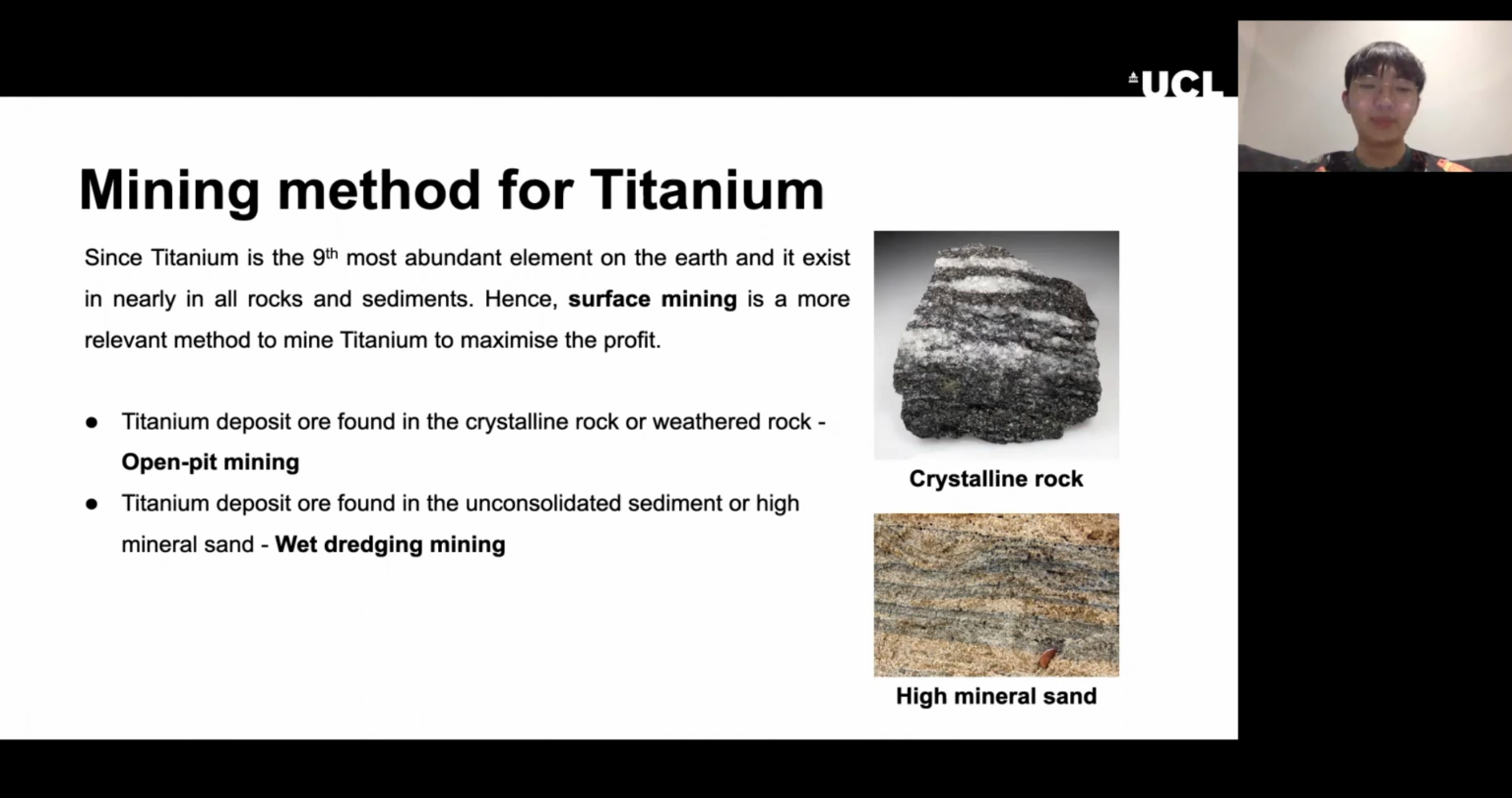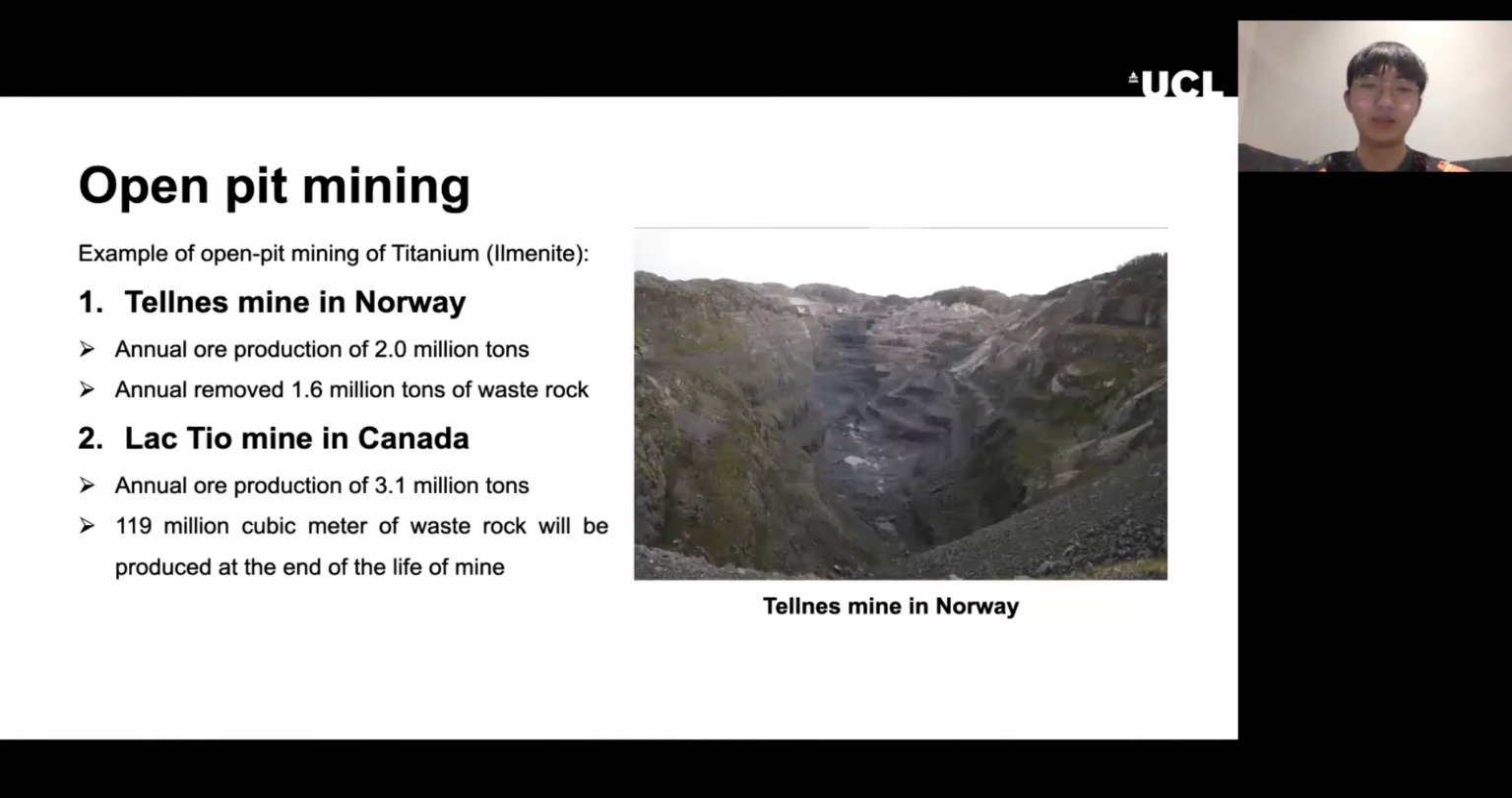In terms of surface mining, titanium can either be mined by using open pit mining or wet dredging mining, depending on the type of deposit found. If the deposit is found in crystalline rock or weathered rock, open pit mining is recommended. If the deposit is found in unconsolidated sediment or high mineral sand, wet dredging mining is suggested. First, we will look at open pit mining.